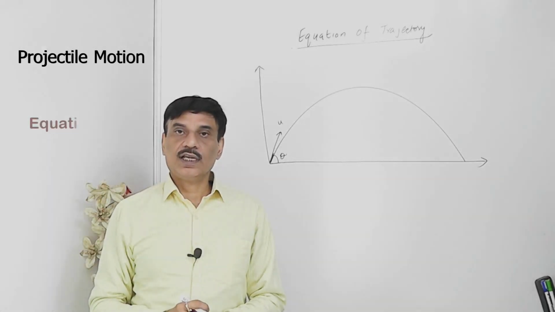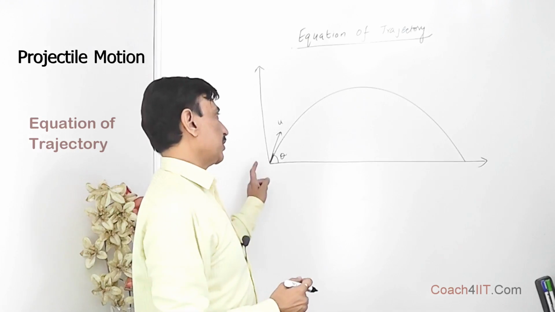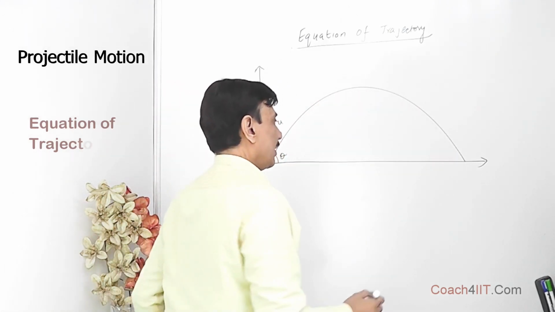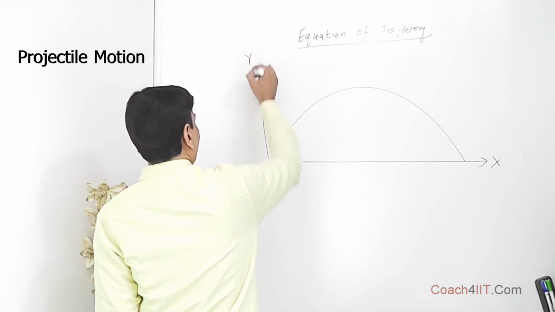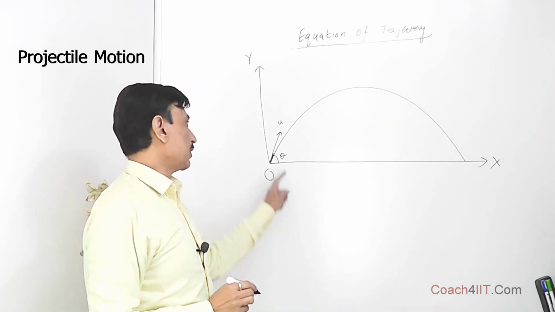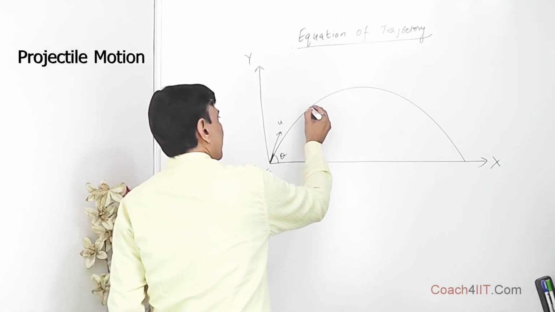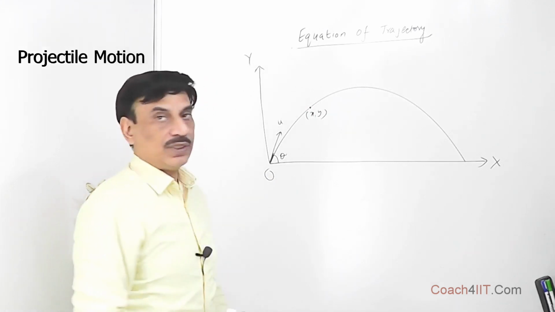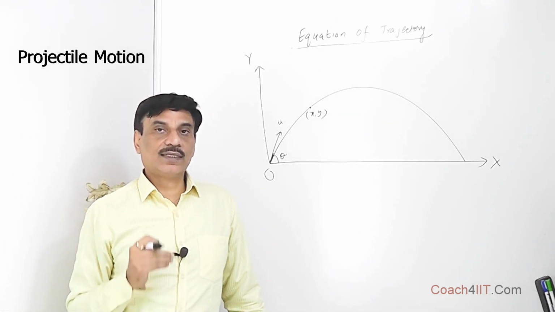We are interested in finding the equation of trajectory for this projectile. That is, when the body has gone from here to here, and let's say we take this as x-axis and we consider this as y-axis, this is origin. So if a body is projected with the velocity u making angle theta, at any instant if it has the values x and y, is there any relationship between these x and y coordinates? And if it is, then what is that relationship?